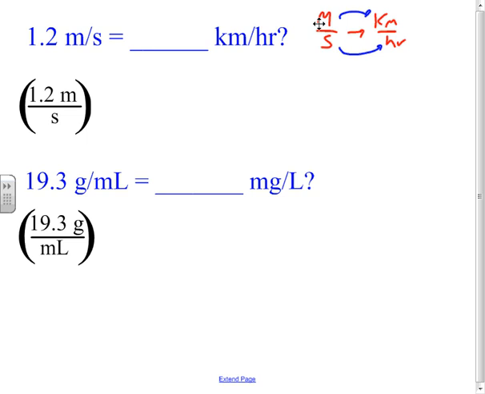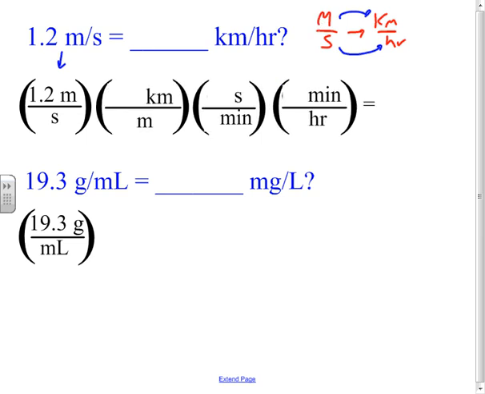And so I'm going to start by taking my ratio, 1.2 meters per second, and write it this way and set up my equivalents. I'm going to use this one to convert meters to kilometers. This one I'm going to use to convert seconds into minutes, and then I'm going to convert minutes into hours. And so there are 10 to the minus third kilometers for every 1 meter. There is 60 seconds for every 1 minute and 60 minutes for every 1 hour.